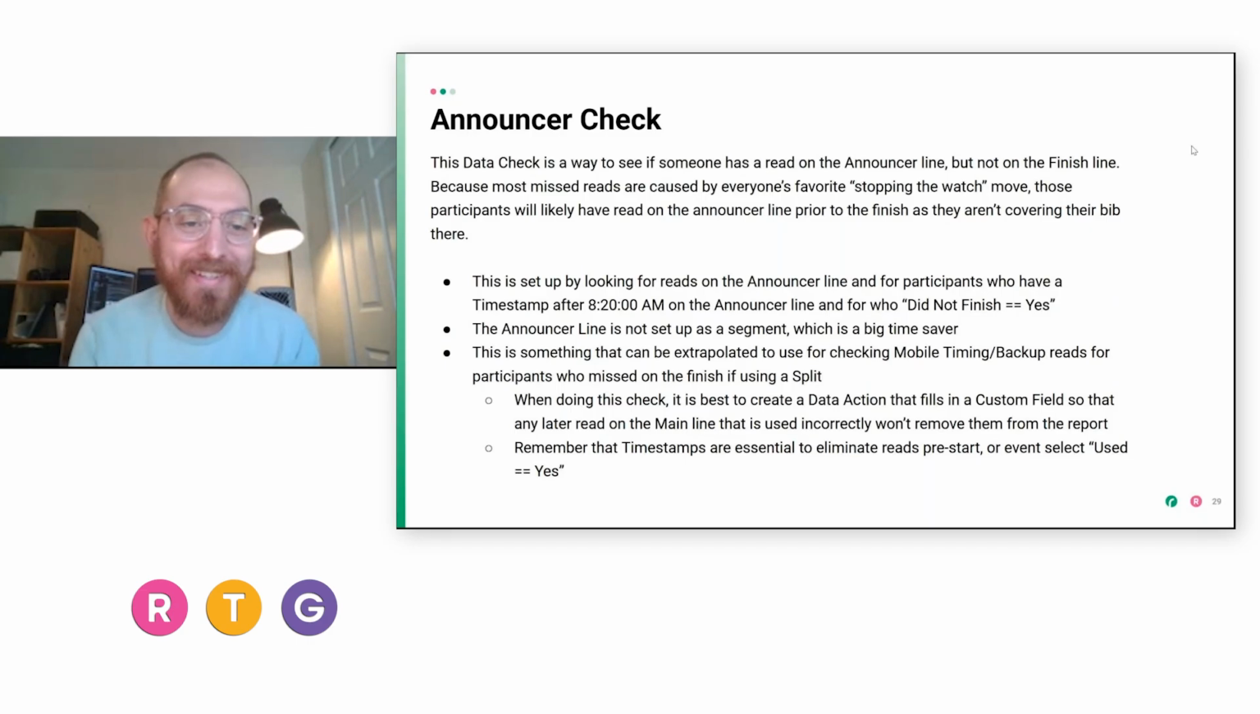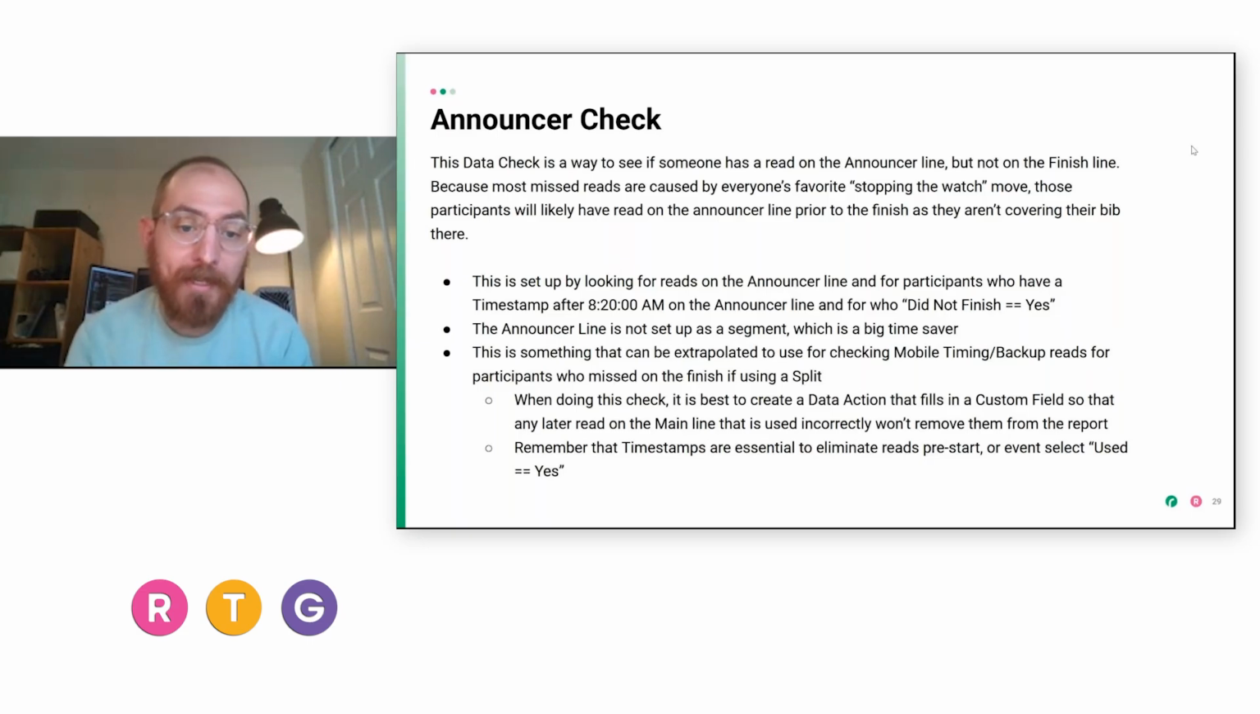So this is a way to get a semi-accurate time for them if you're not going right back to the video. So it's set up to be looking for reads on the announcer line and for participants who had a timestamp after this time on the announcer line and who did not finish. This is nice because typically announcer locations are not set up with segments, so you don't have to go in and set up segments in order to do this because it's always looking at the raw data, not scored read data.